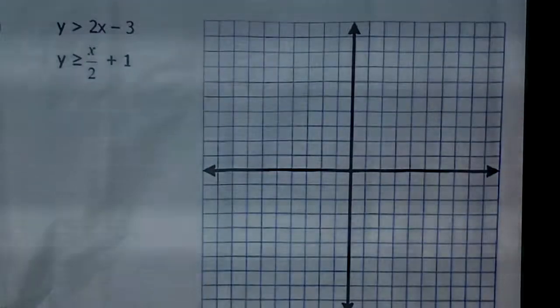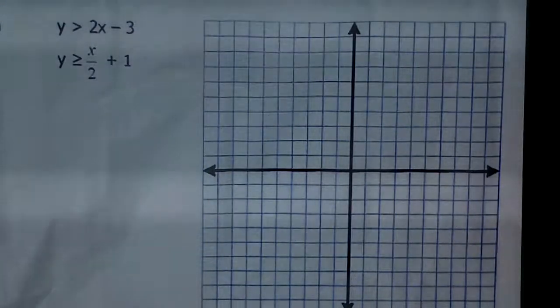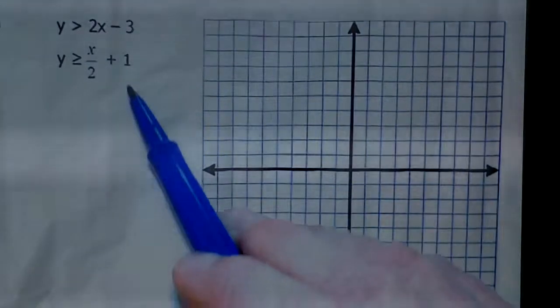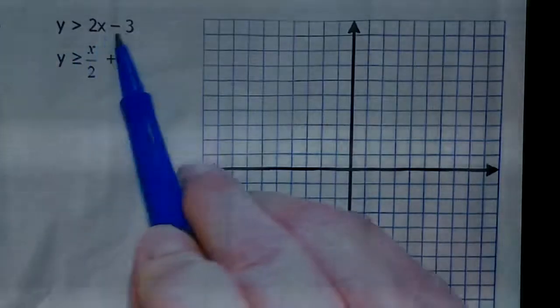Here's our first system that we want to graph. It's y is greater than 2x minus 3 and y is greater than or equal to x over 2 plus 1. Both of these are already in y equals mx plus b form, which is lovely. So let's just graph each equation. Y is greater than 2x minus 3.